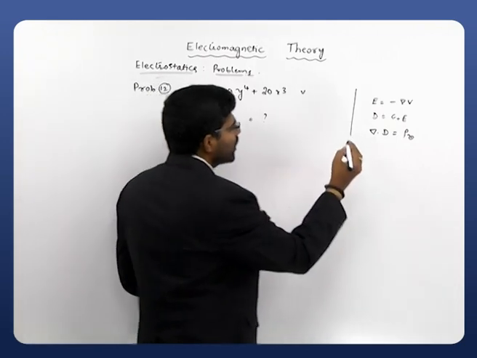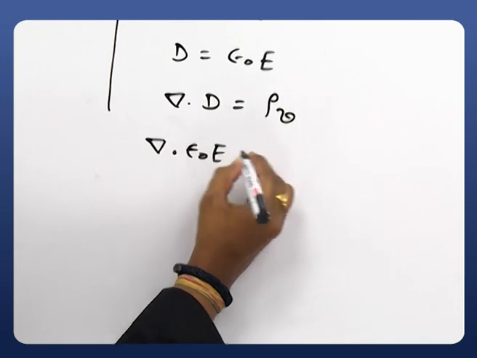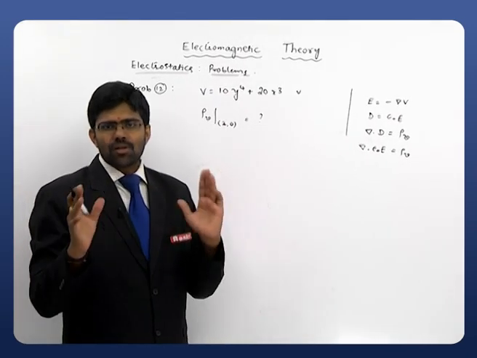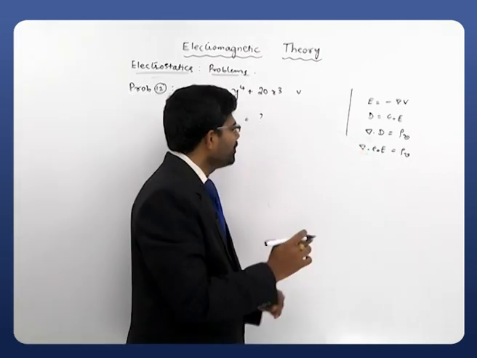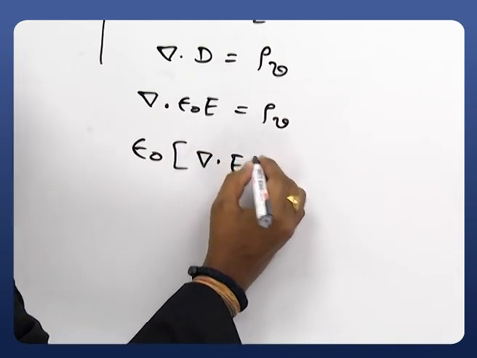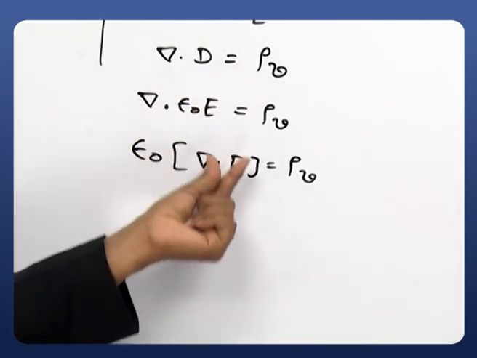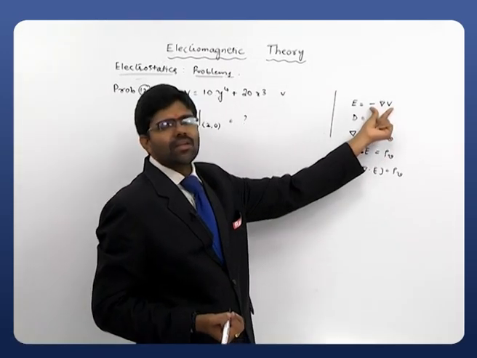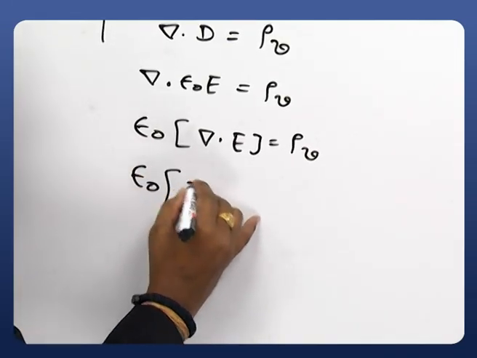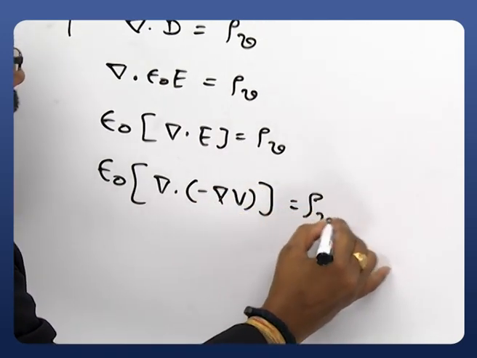If you substitute in that particular equation, then instead of D I can write del dot epsilon naught E is equal to rho V. Since epsilon naught is taken for free space, bring it out from the del operator, that is epsilon naught del dot E is equal to rho V. Now instead of this E, I can write minus gradient of V. Substitute minus gradient of V here, that is del dot minus gradient of V is equal to rho V.